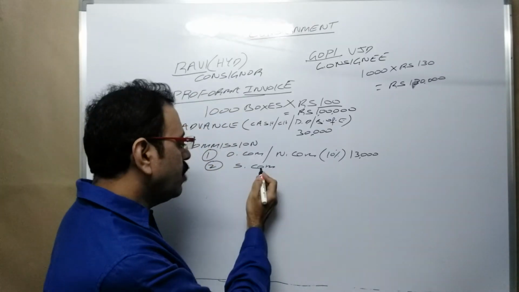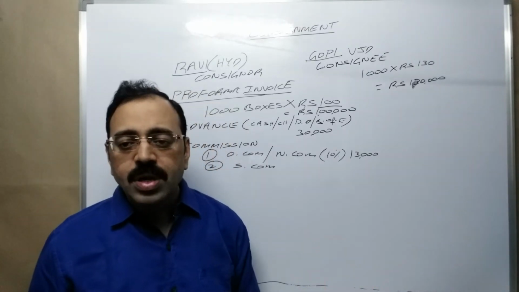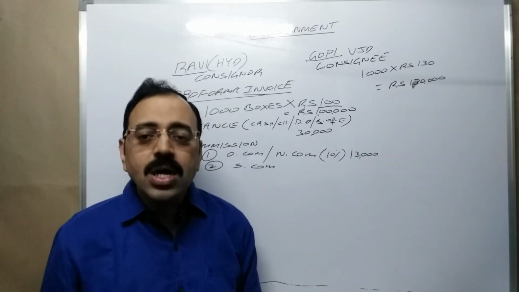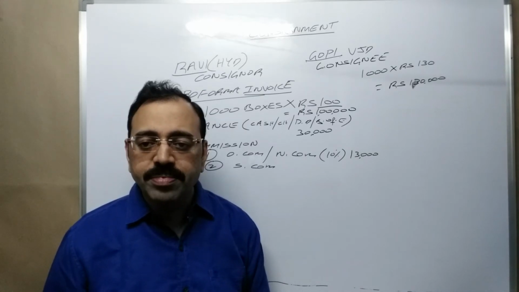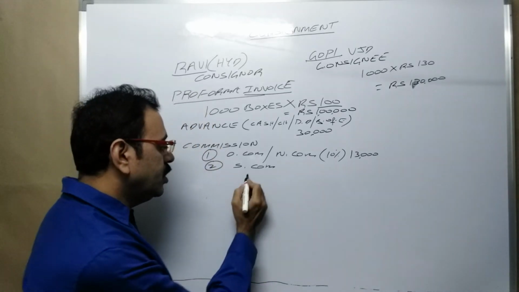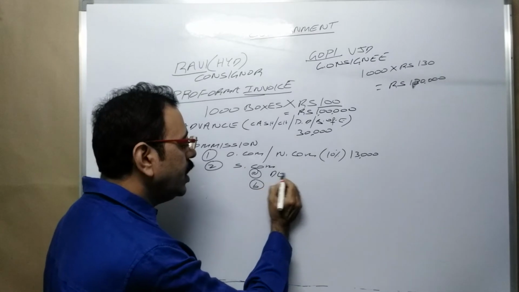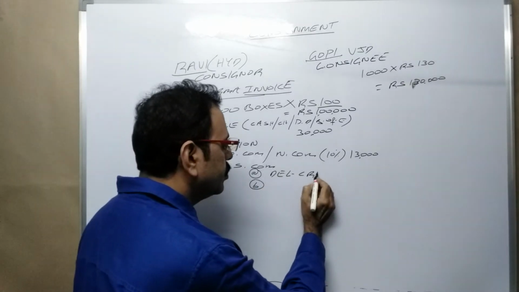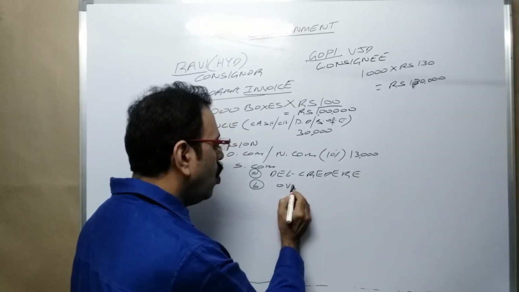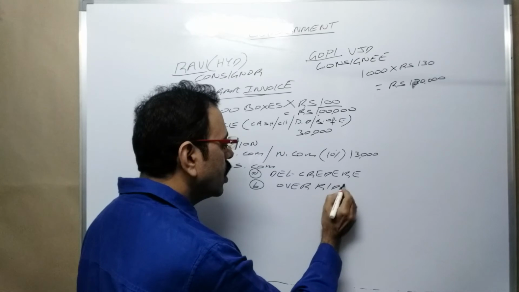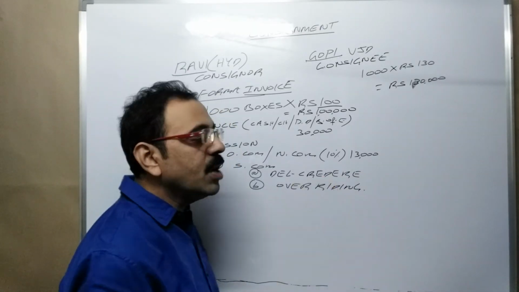Then special commission. Sometimes in addition to ordinary commission, consignor pays some extra commission to consignee. This extra commission is known as special commission. Special commission is subdivided into two types: del credere commission and overriding commission. What is meant by del credere commission?